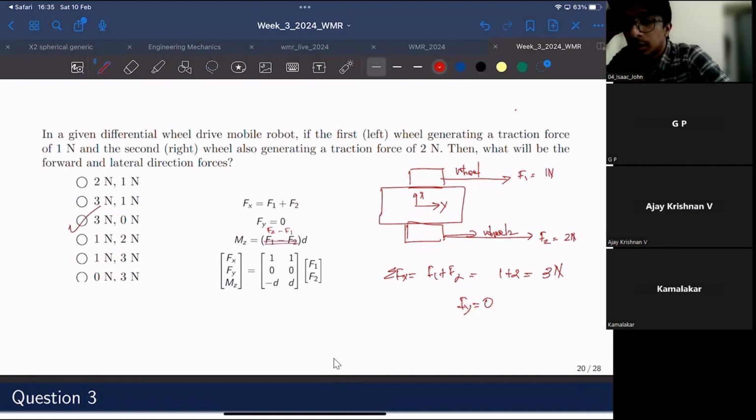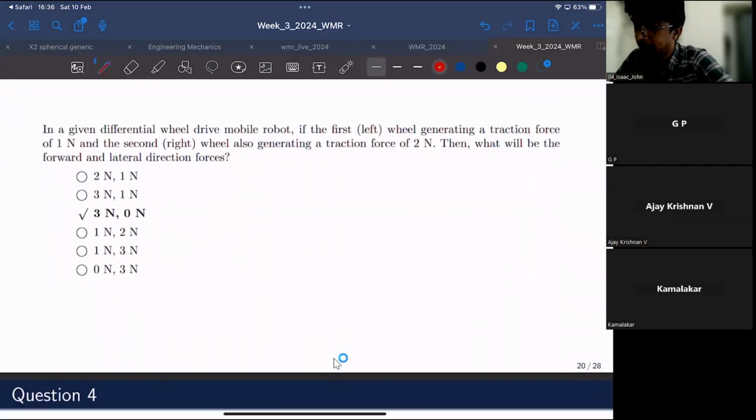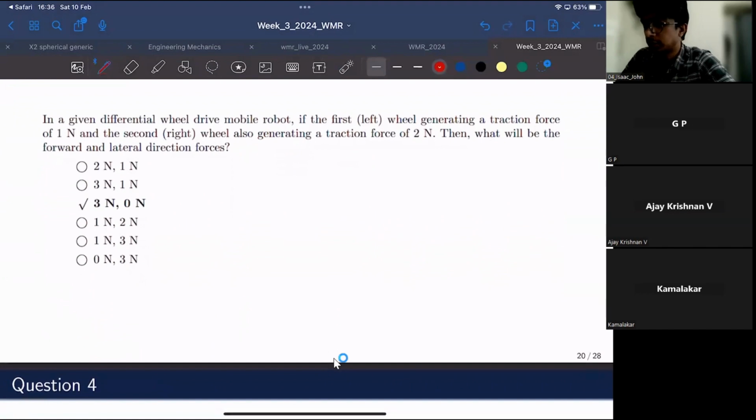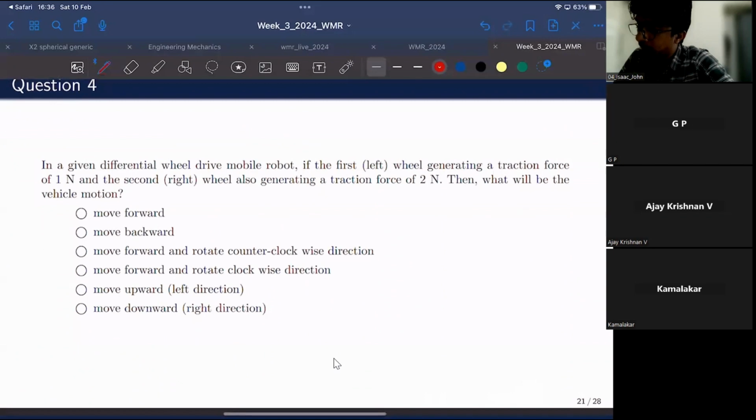Okay, Ajay has solved this earlier. 3 Newton longitudinal, 0 Newton lateral. I hope that is clear. So the option is indeed 3 Newton longitudinal, 0 Newton lateral. So moving on. Again, it is a problem of a differential wheel robot.